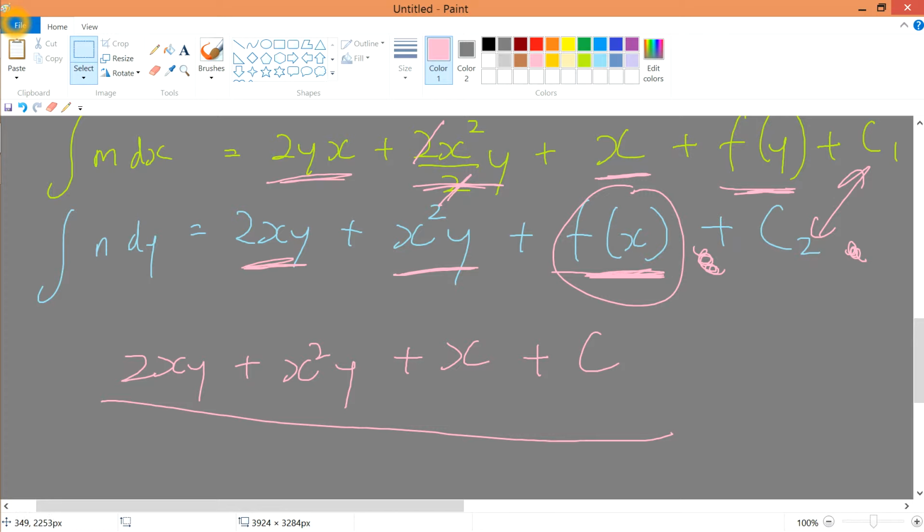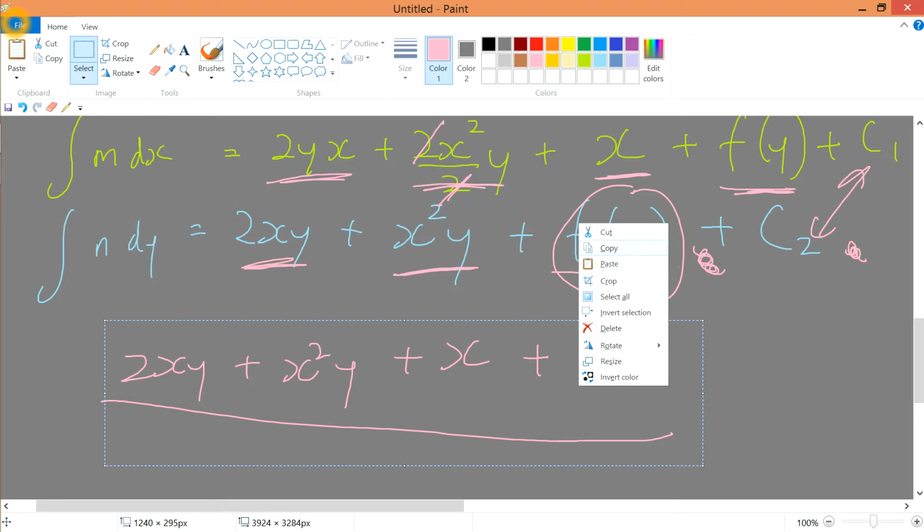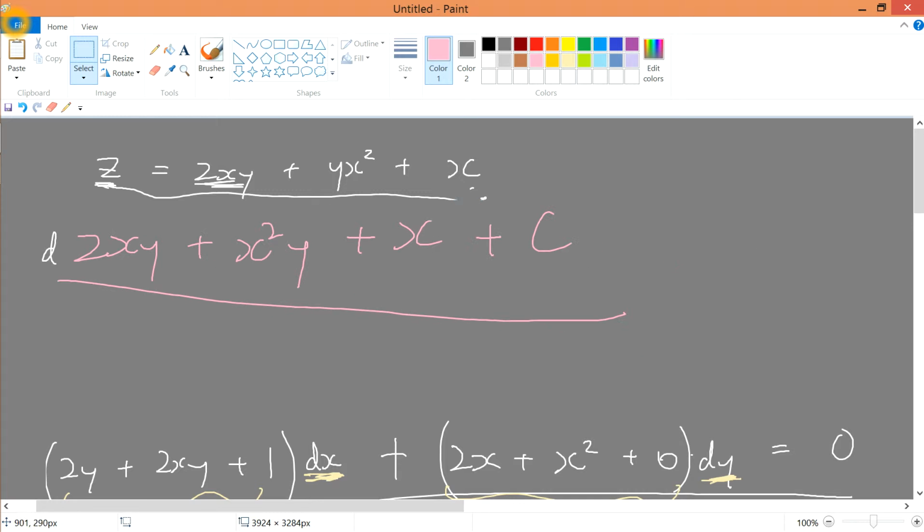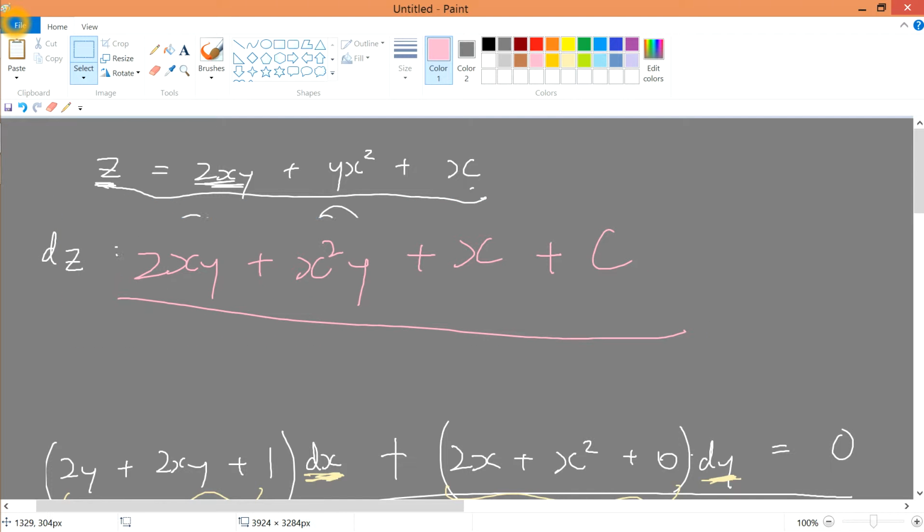If I copy this and paste it back into the initial equation we started with, ta-da, you see 2xy plus x squared y plus x plus c, because sometimes there might be some numbers, and this is the answer.